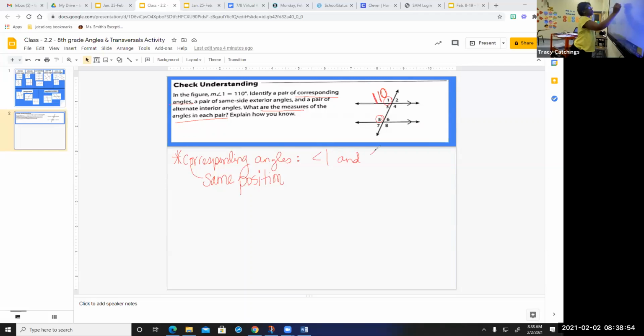What would be the measure of angle 1 and angle 5? 110. Good job. Now, you just told me they're congruent. That means if angle 1 is 110, it must mean angle 5 is 110. That's what I mean by if I know the measure of one, I know the measure of another. What was the second thing they asked us to find?